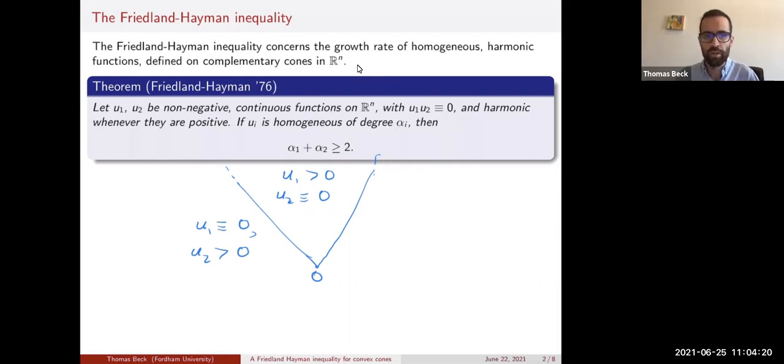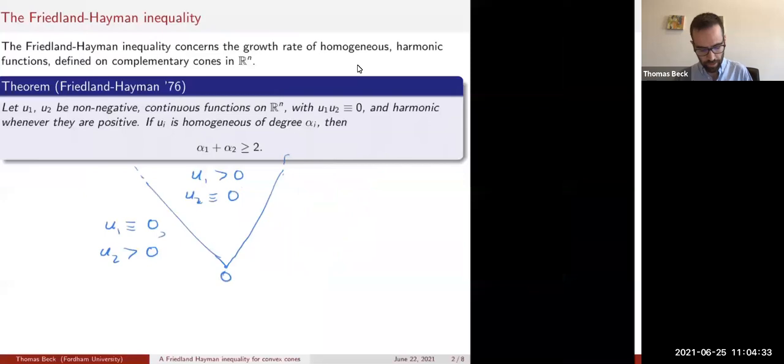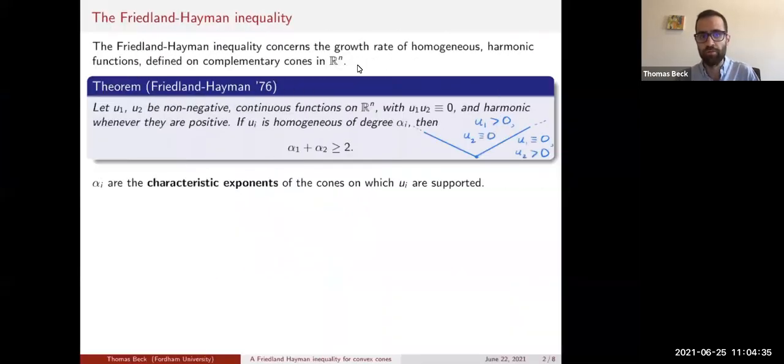So then the Friedland Hayman inequality says that if we denote the homogeneity of the two functions by alpha1 and alpha2, then the sum of the homogeneities is always greater than or equal to 2. And moreover, once we're given a cone, u1 and u2 are unique up to a constant multiple, so these characteristic exponents, alpha1 and alpha2, are really associated with the cone itself.